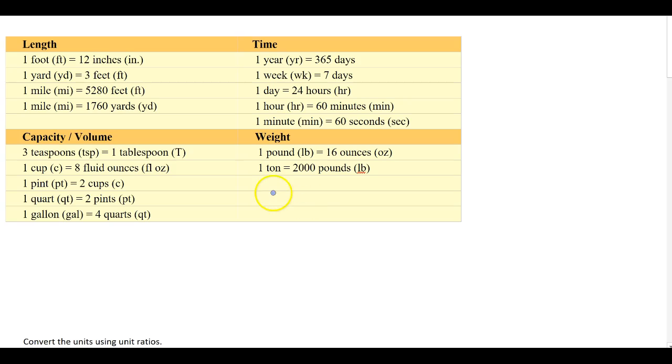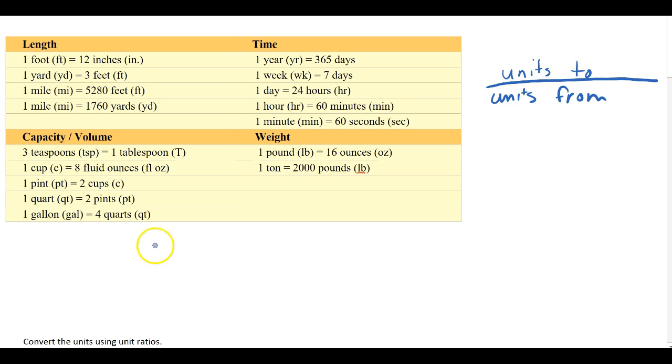Whenever we're converting between measurements, you'll notice here I've given a chart of 1 yard equals 3 feet, 1 mile equals 5,280 feet. These are going to be our ratios that we're going to use. Whenever we're converting, we have a ratio, and the units we're converting from go on the denominator. The units to are going to go on the numerator.